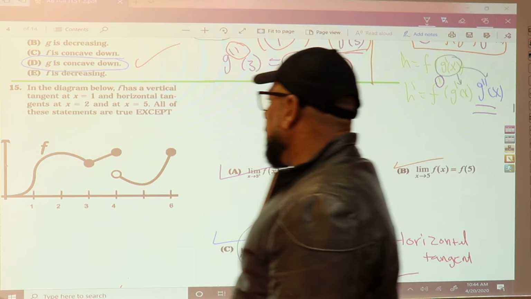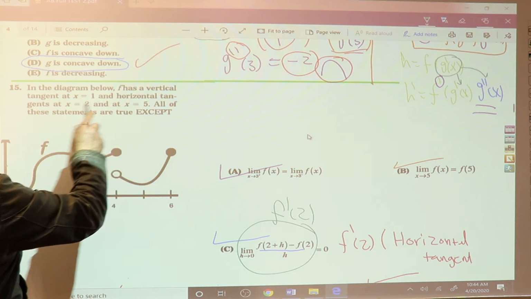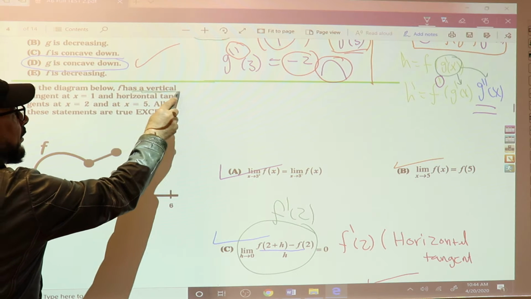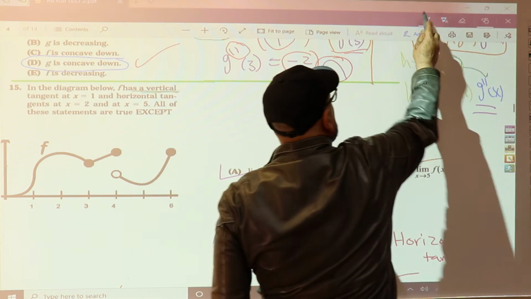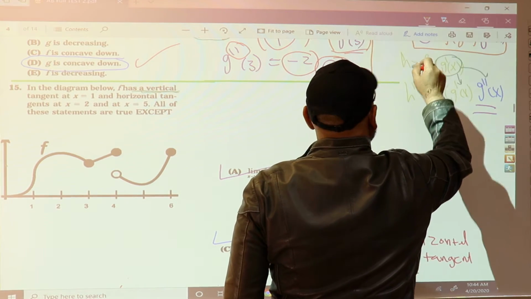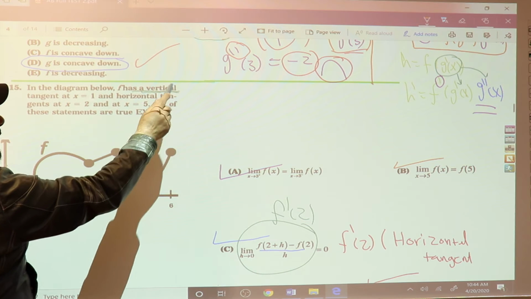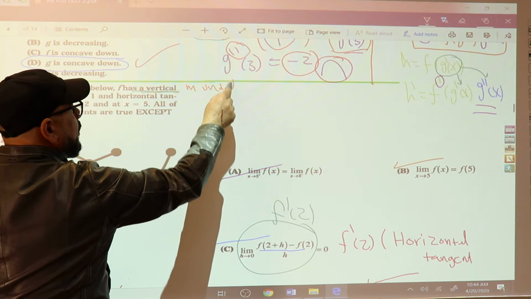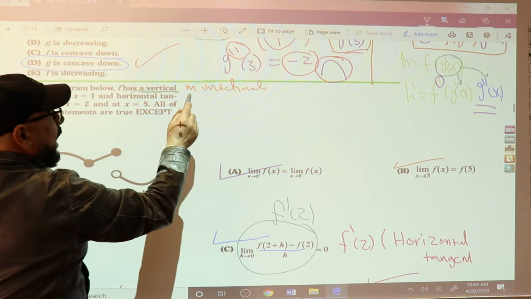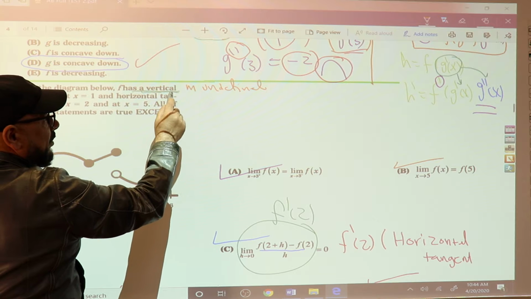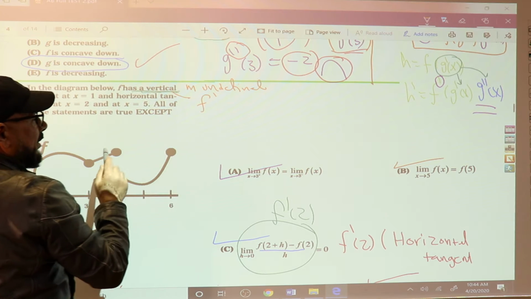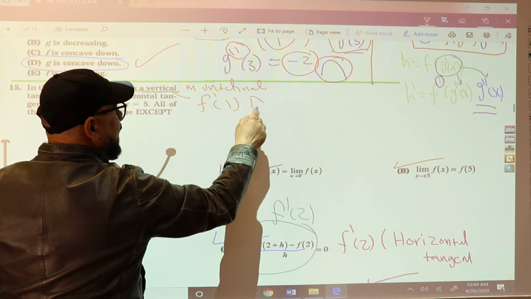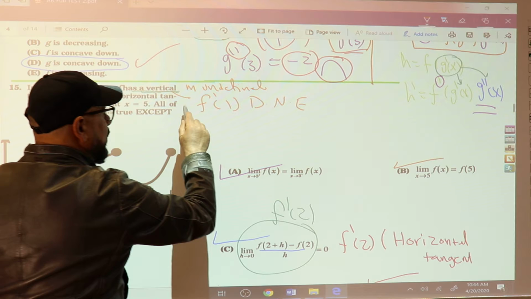Let us read the problem carefully. In the diagram below, f has a vertical tangent at x equal 1. Let me circle vertical. That's very important. In algebra and pre-calculus, vertical tangent means slope undefined. In calculus, it means f prime does not exist, where? At x equal 1. DNE. Good, this is number 1.